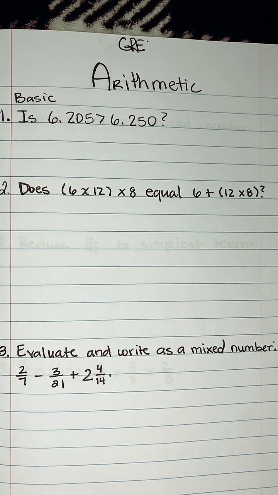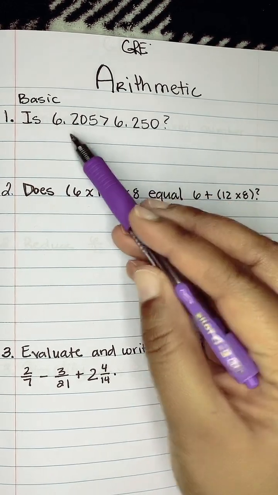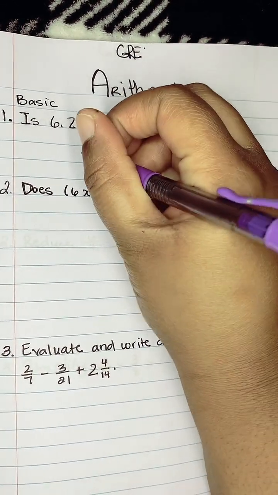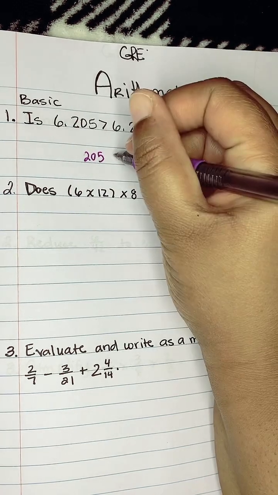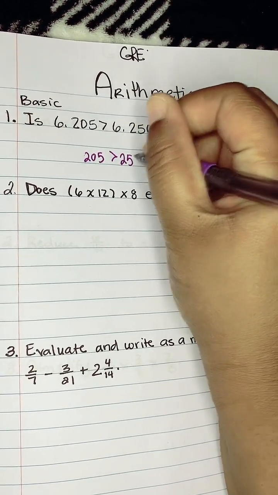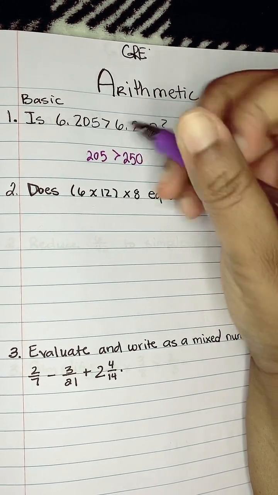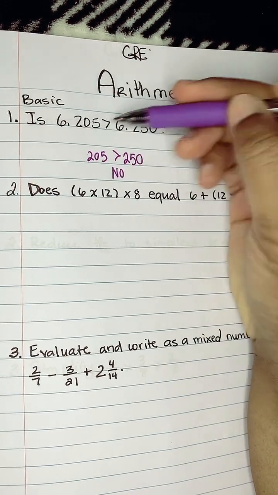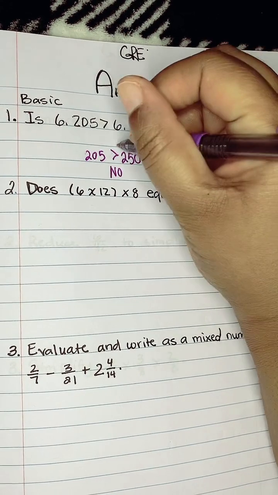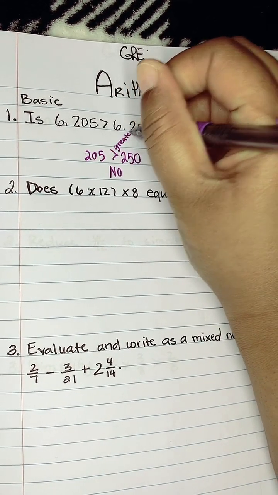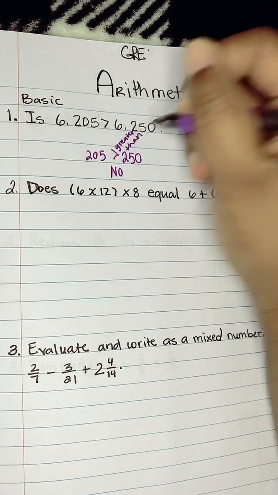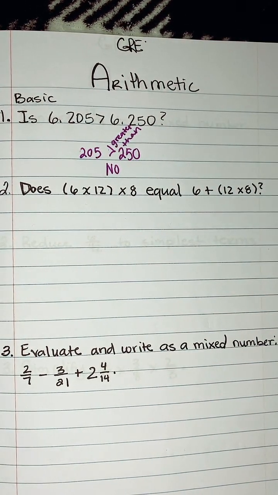So number one says, is 6.205 greater than 6.250? So how you need to look at this problem, see how the sixes are the same? So we're looking at, is 205 greater than 250? That's how you want to look at this. Is 205 greater than 250? No. So this decimal is not greater. This sign means greater than. Okay, so no, first one's no.